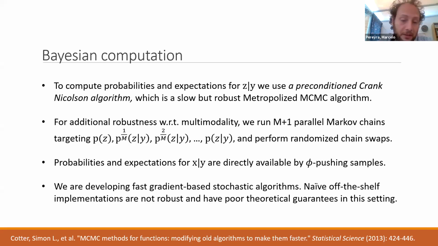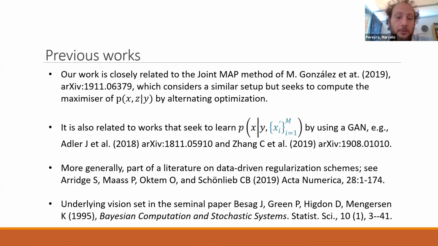And we are developing faster algorithms that are a good 2 orders of magnitude faster, but they require some work. Off-the-shelf gradient-based algorithms don't work very well, for a simple reason: they require things like Lipschitz smoothness. And these models, because of the neural network inside, don't necessarily have the kinds of Lipschitz constants that we would like. So we have to work a bit on them. So this is not the first work to try to learn a prior from data and perform Bayesian inference.